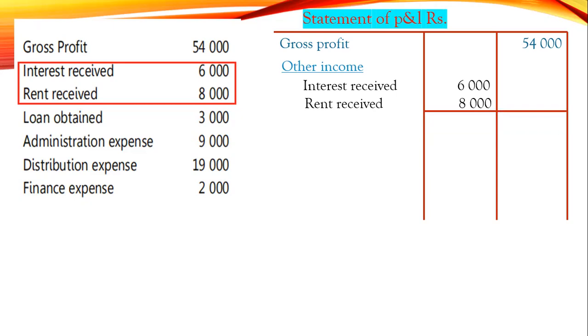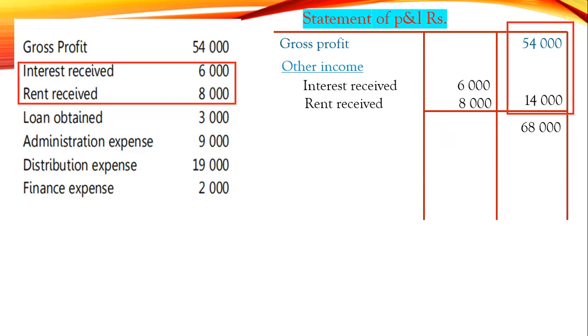Then we have to add the other income to the gross profit. That's how the equation we learned, right? Net profit equals gross profit plus other income. So we take total other income 14,000 to the second column, to add the gross profit and other income. Once you add the total, we will receive a total income of 68,000. From this, we have to deduct the expenses.